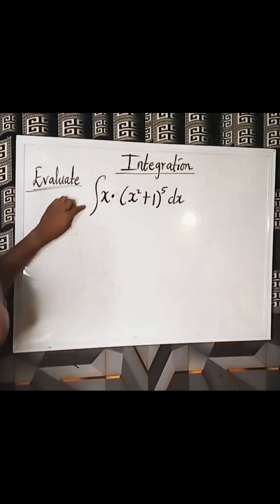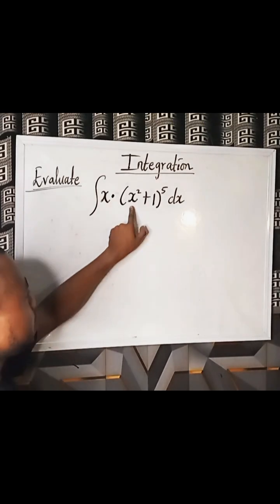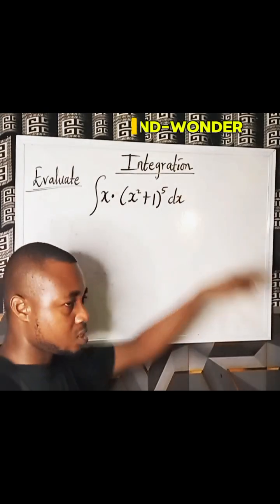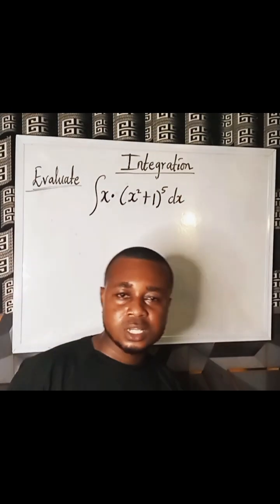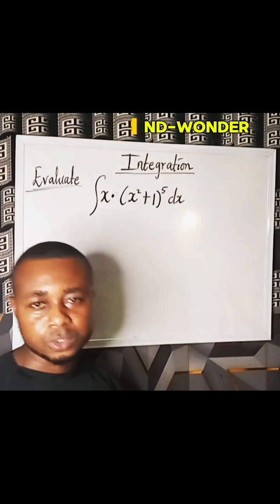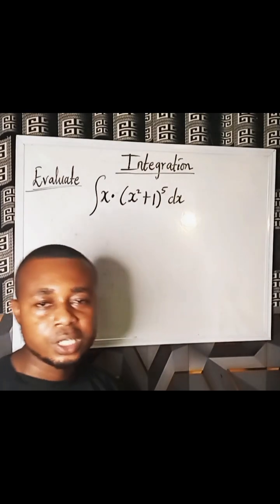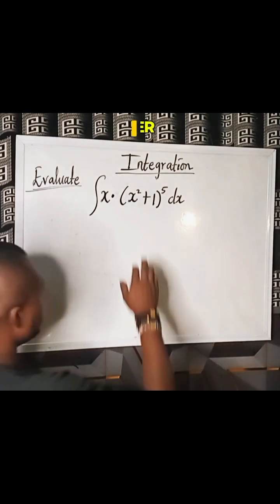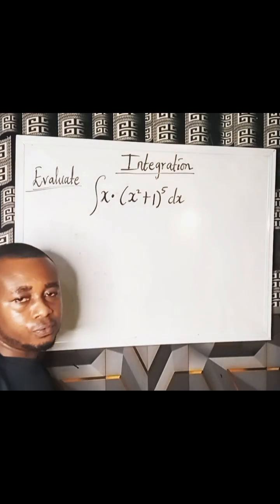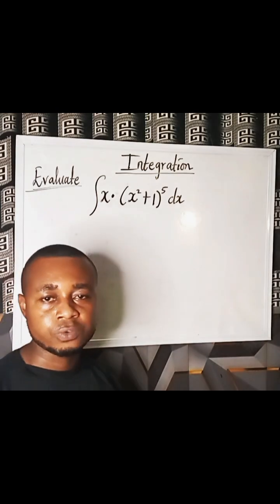I'm to evaluate the integral of x times (x squared plus 1) all raised to power 5 dx. We need to look at this question critically, then know the right approach. Which rule do we use? Do we need the general method? Do we need substitution? So I'm going to use the method of substitution.